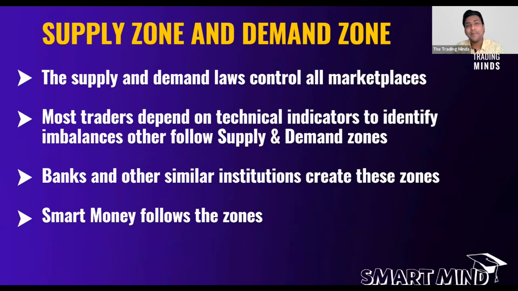Firstly, what is this supply zone and demand zone? The first thing you need to understand is that the supply zone and demand zone are the two laws that control all the marketplaces. These are the zones where the entire marketplace is controlled, right? For example, I go to a vegetable market, I go to a grocery market. How does the market run? Basically, it is supply and demand, right? How much there is a supply, how much there is a demand, right?